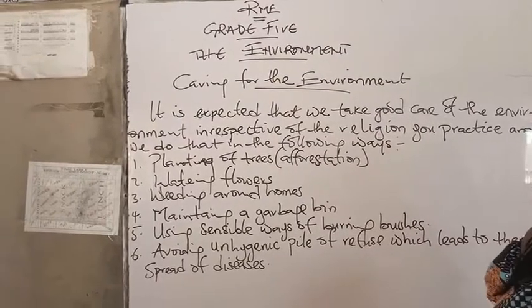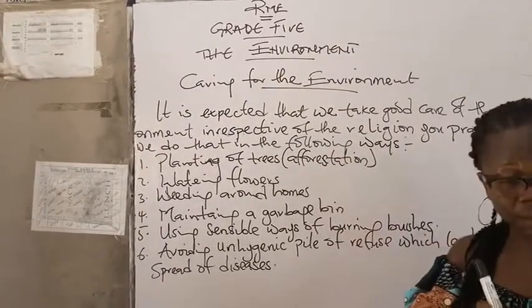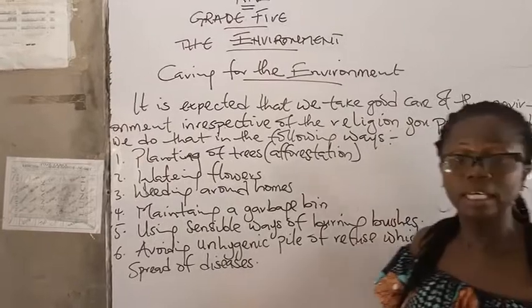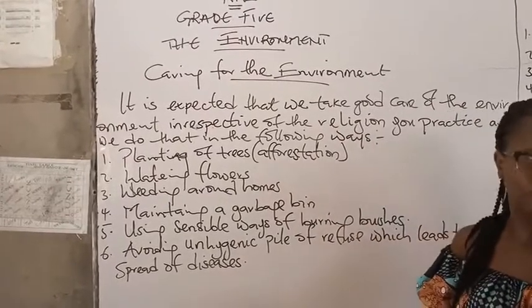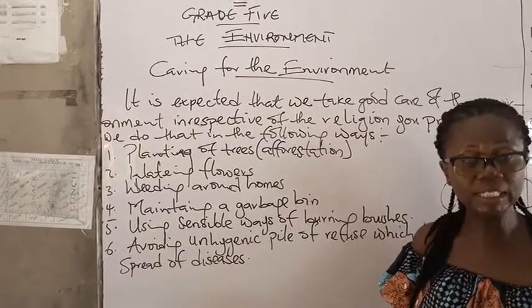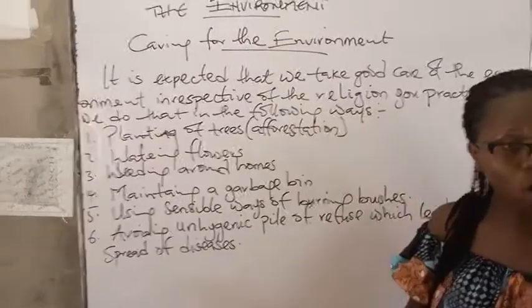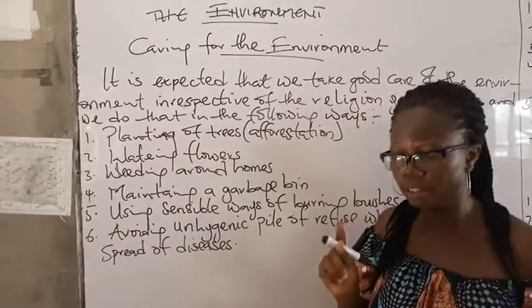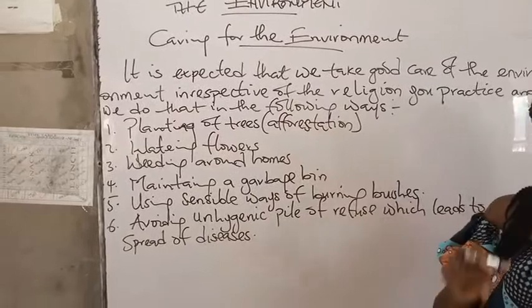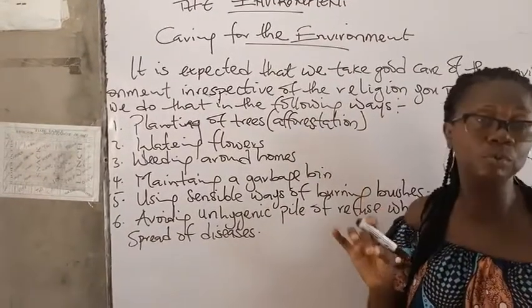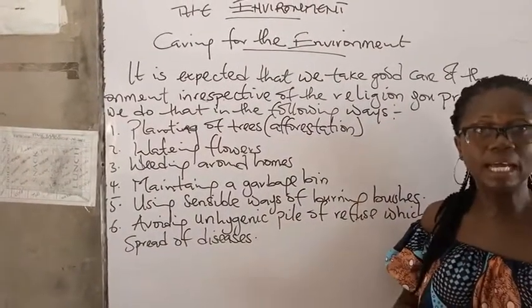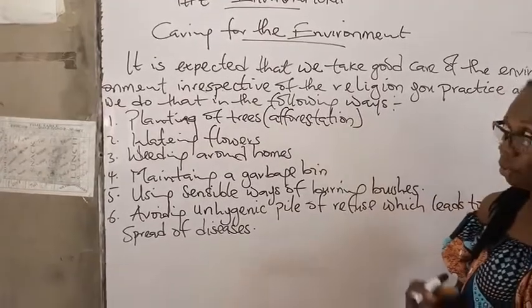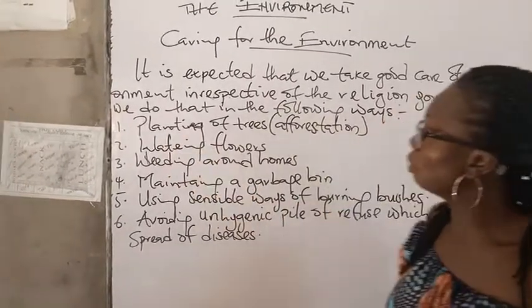Before I go straight to number one, it's always expected that we take care of the environment, because with the three religions we have in Ghana, God, Allah, or the Supreme Being instructed that all that He has created, we have to take good care of them. And there are ways we take care of them. Number one is planting of trees.